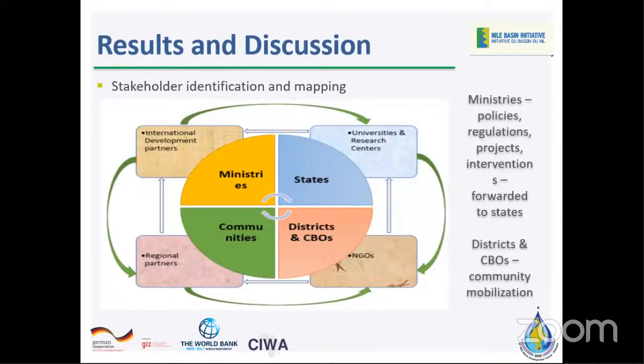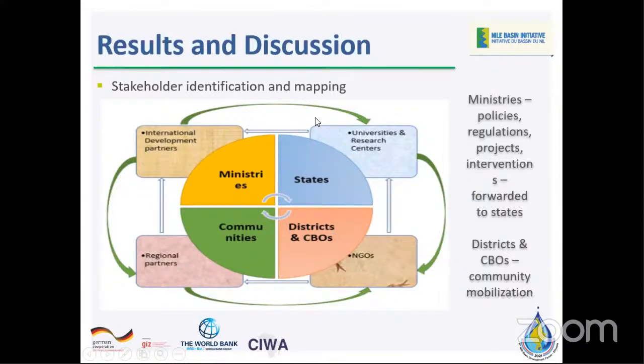When we come to the results and discussion, the first thing we did was to identify the stakeholders and to see their roles and responsibilities. As you can see, there are ministries, then states, districts, and community-based organizations and communities. Basically, the ministries formulate policies, regulations, projects and different interventions, and they forward them to the states. Then the states customize those policies and forward them to the districts, and the districts normally mobilize the local communities, and then feedback goes back from communities to the ministries to refine the different policies and regulations.